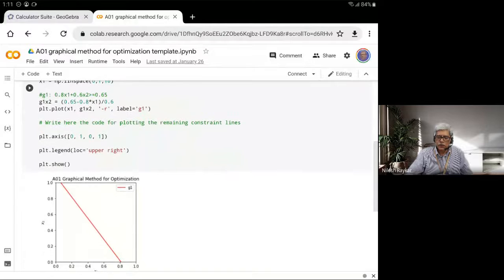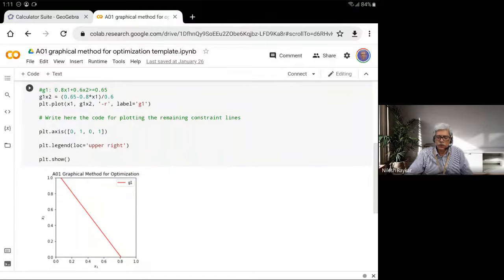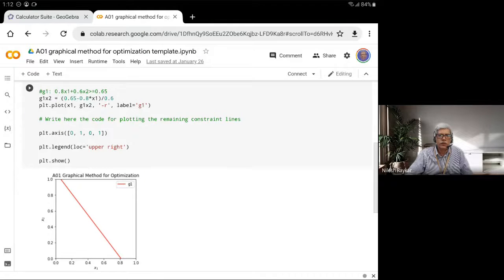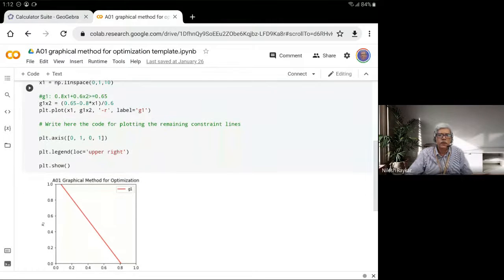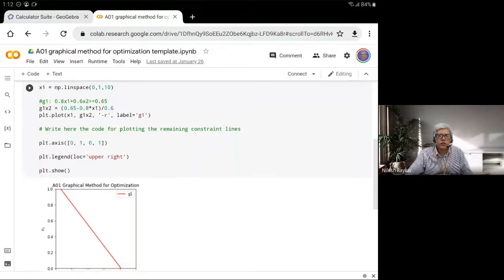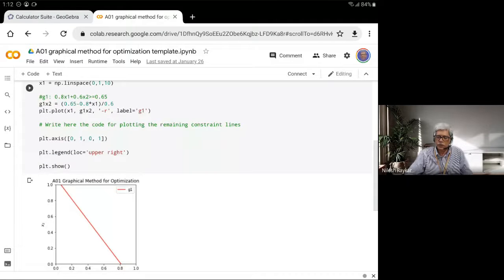It also shows you how to give labels to the axes, how to give labels to the curves, how to give a title to the graph, how to control the size and aspect ratio of the graph, and so on.